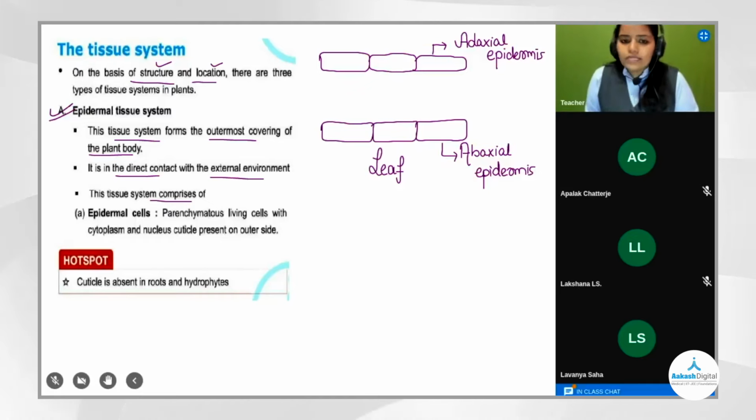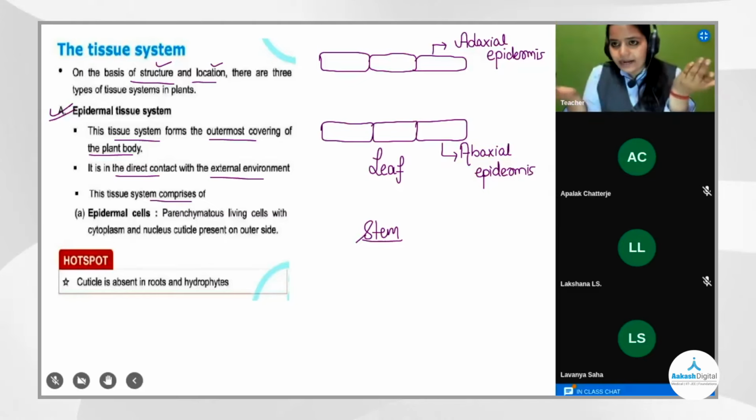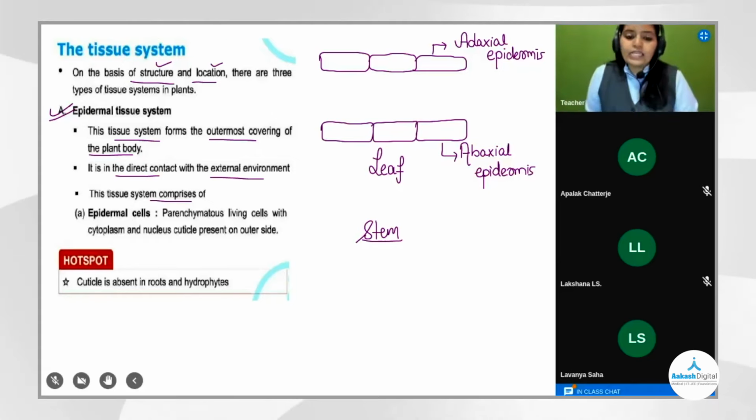If I talk about the stems, when I talk about the leaf, you know that there are stomata as well, right? So those stomata are embedded in between these epidermal cells only. That also we will talk about. Right now, I'm just talking about the epidermal cells. In case of stem, what happens is these epidermal cells are like that.